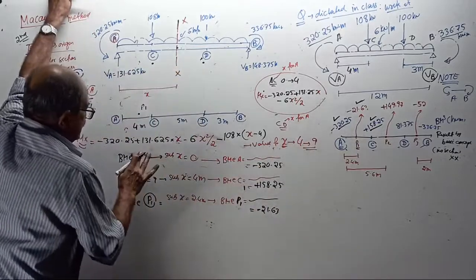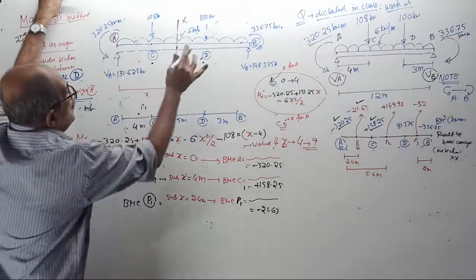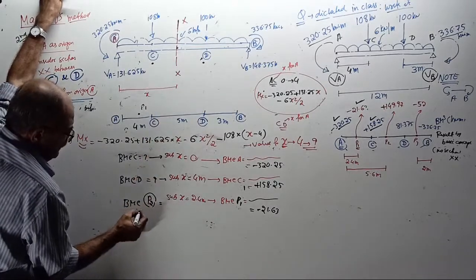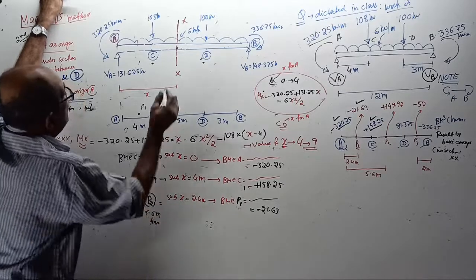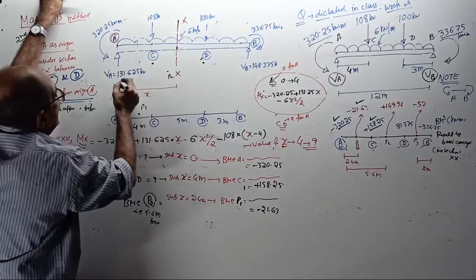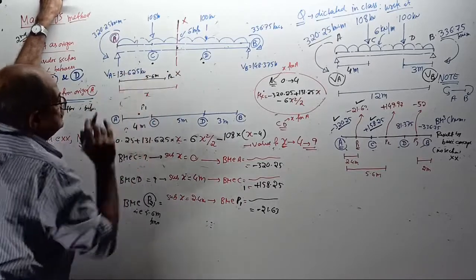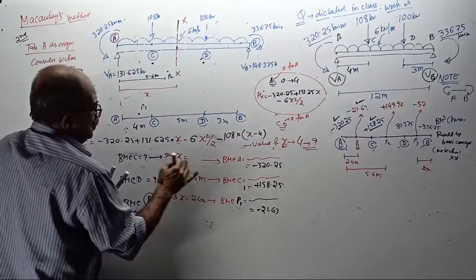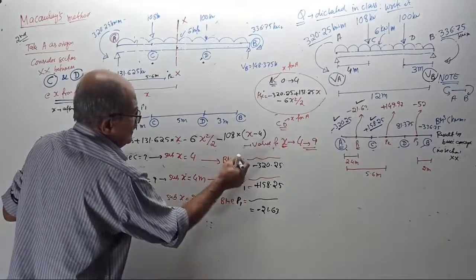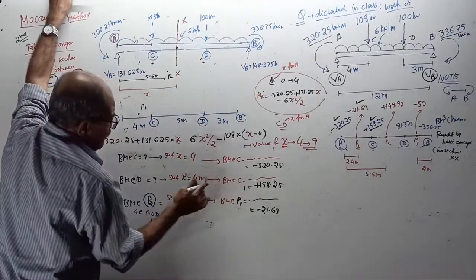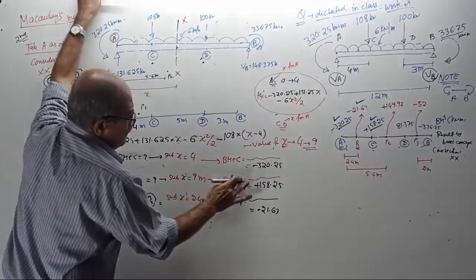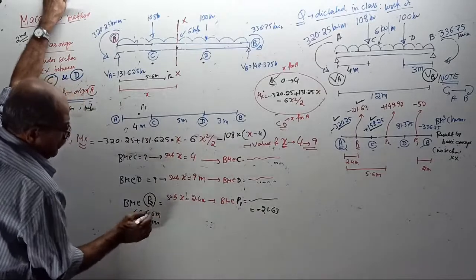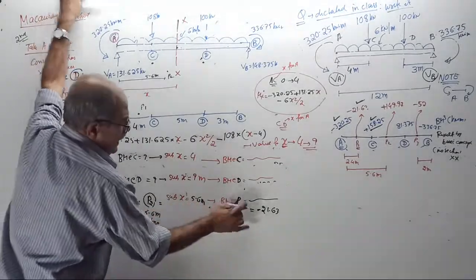Okay, start. Now, I want once again BM at C, BM at D, and then BM at P2. Where is P2? P2 is at 5.6 meter from A. There is a point P2 here. From here to here is 5.6 meter. To get BM at C, now it is varied from 4 to 9, put x equal to 4 meter. To get BM at D, put x equal to 9 meter. Then, to get bending moment at P2, put x equal to 5.6 meter.